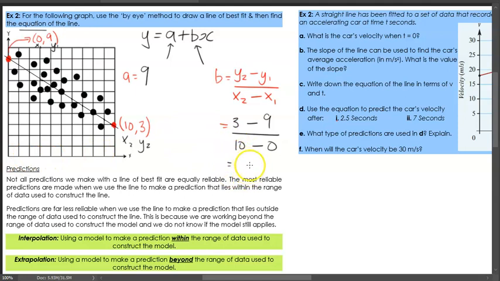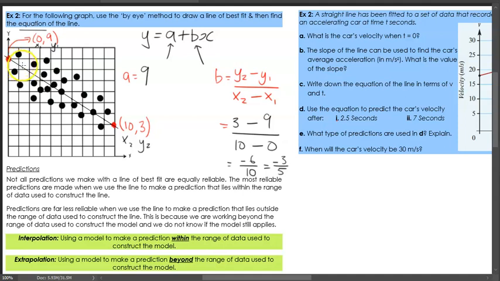3 take away 9 in this case is negative 6, and 10 take away 0 is 10. So this slope is going down by negative 6 over 10 units, or when simplified, -3/5 units. So for every 1 unit this is going across by, it's going down by roughly 3/5. Roughly 3/5, which is what, 60% of 1 unit? That seems about past halfway, yeah.